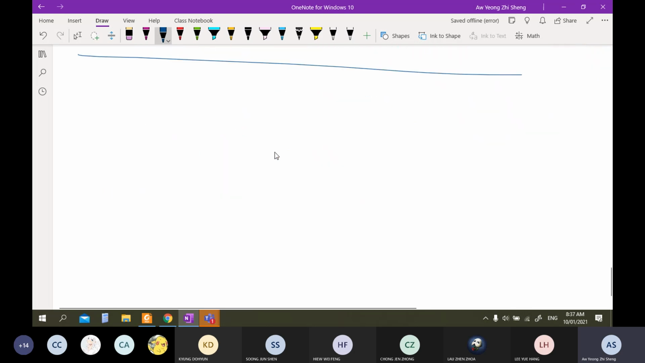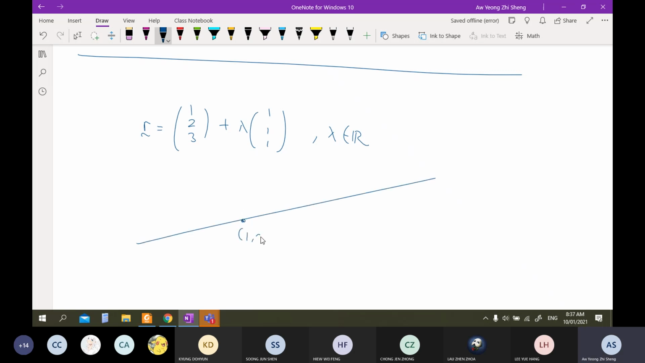Okay, so let's recall the whole idea of vector equation. If I give you the vector equation, I choose very easy numbers. Let's say (1, 2, 3) plus lambda (1, 1, 1). This means that you have the point (1, 2, 3) on the line, let's call it line L, and you have a vector (1, 1, 1) that is parallel to the line.